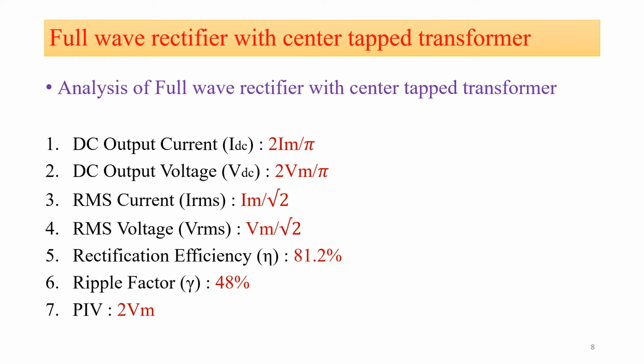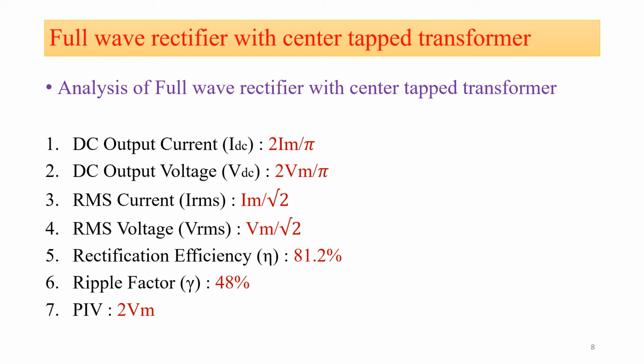And the most important point is the fifth parameter, that is rectification efficiency. The rectification efficiency for the half wave rectifier is 40%, but for the full wave rectifier with center tap transformer it is increased to 81.2%, and this is the advantageous thing of our full wave rectifier with center tap transformer over the half wave rectifier. Then the sixth parameter is the ripple factor.